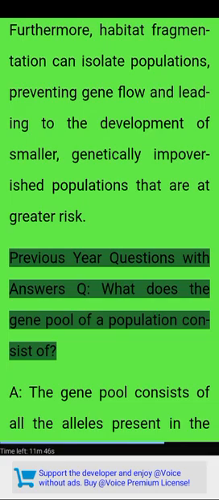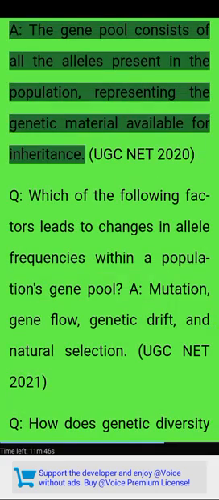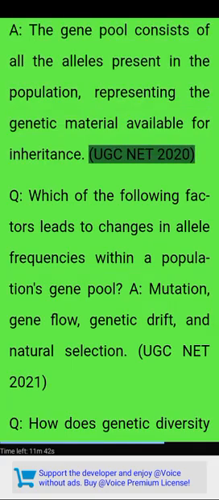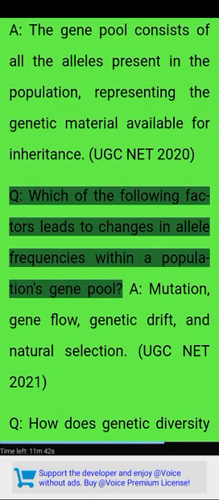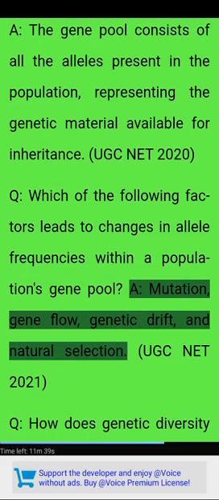Q. What does the gene pool of a population consist of? The gene pool consists of all the alleles present in the population, representing the genetic material available for inheritance. UGC-NET 2020. Q. Which of the following factors leads to changes in allele frequencies within a population's gene pool? Mutation, gene flow, genetic drift, and natural selection.